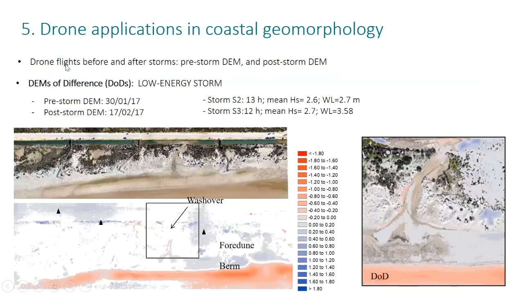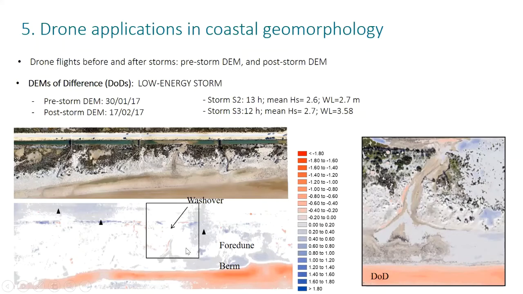So one of the things that I was doing was flying before and after the storms. So I had a pre-storm digital elevation model and a post-storm digital elevation model of the area. And with these two DEMs, I was computing a DEM of difference, which is basically the subtraction of the initial digital elevation model from the post-storm digital elevation model, and shows the areas in which erosion or accretion of sediment happens. For example, in this DEM of difference, we see that this area here that corresponds to the beach berm was significantly eroded by these two low energy storms, even reaching vertical erosion of 1 meter at some points.